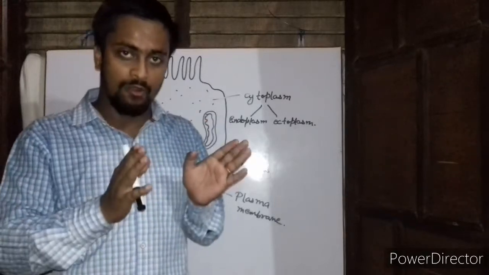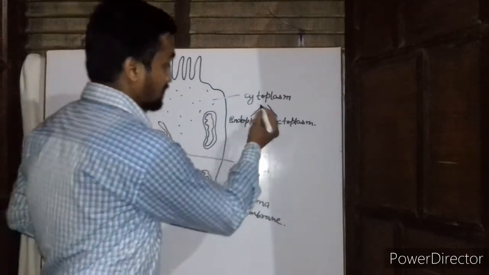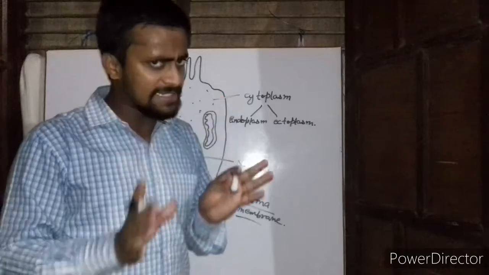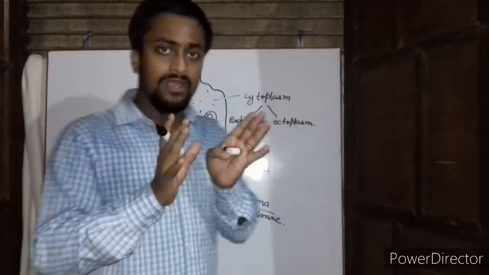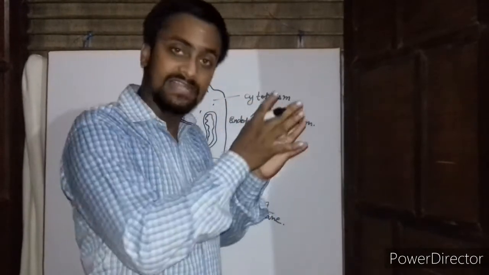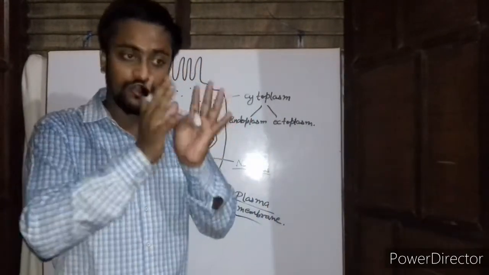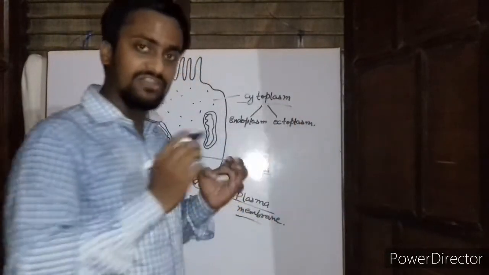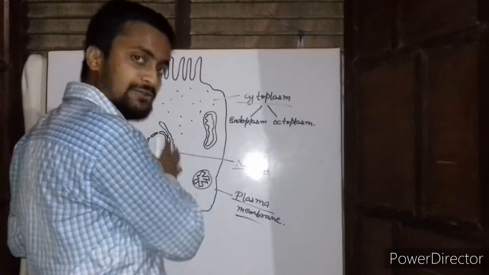So this was about all the three structures. The first was the plasma membrane, which is a semi-permeable membrane, and its function is that it allows only selective molecules to pass through the cell. Second was the nucleus, which is a spherical and centrally located unit, and its function is to control the transmission of hereditary characters. And the last is the cytoplasm, which is the fluid present between the plasma membrane and the nuclear envelope.